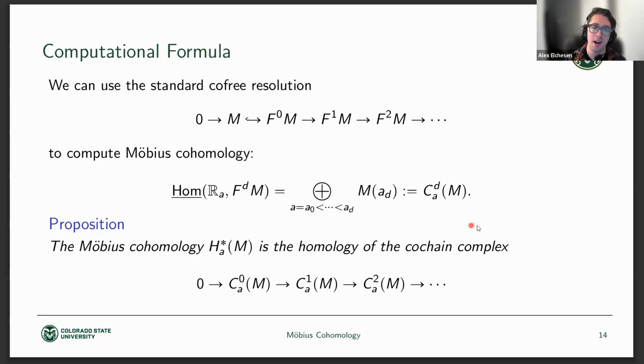Okay. And then there are natural maps that you get between these. So the maps go up in dimension, so you get a cochain complex. And Möbius cohomology then is exactly the homology of this cochain complex. So the idea again is just look at chains, evaluate at the top of the chain. That gives you your dth chain vector space, and then you compute the homology of this cochain complex.